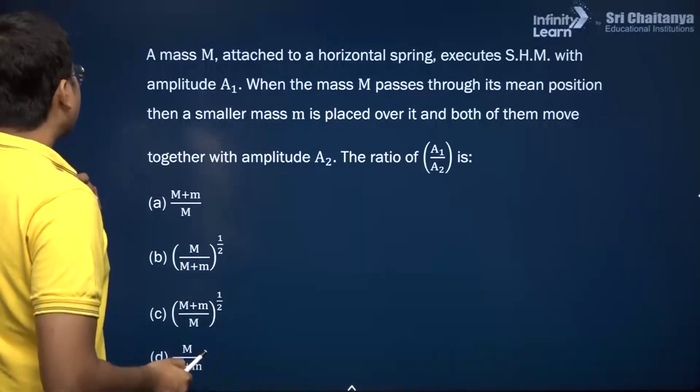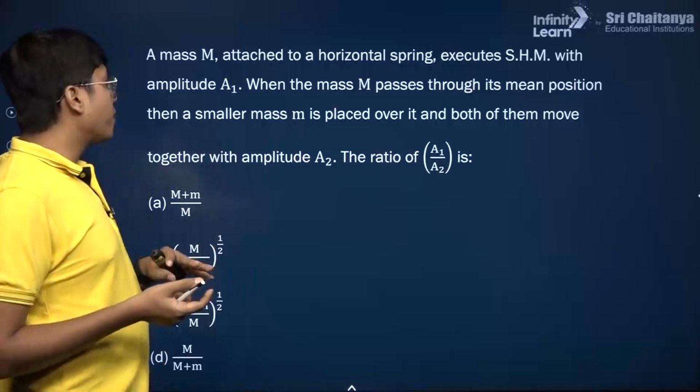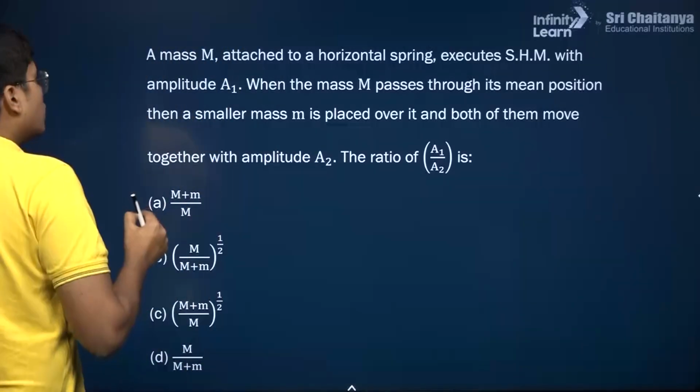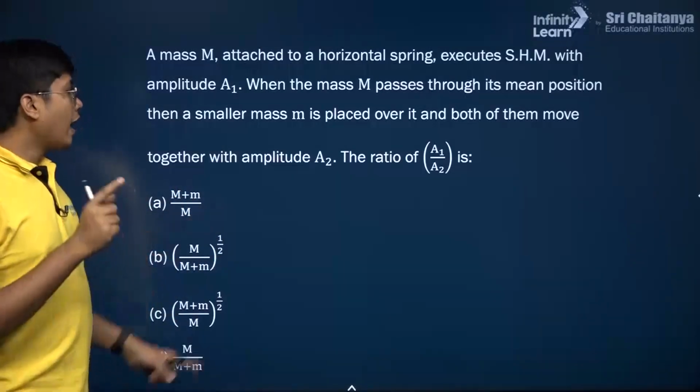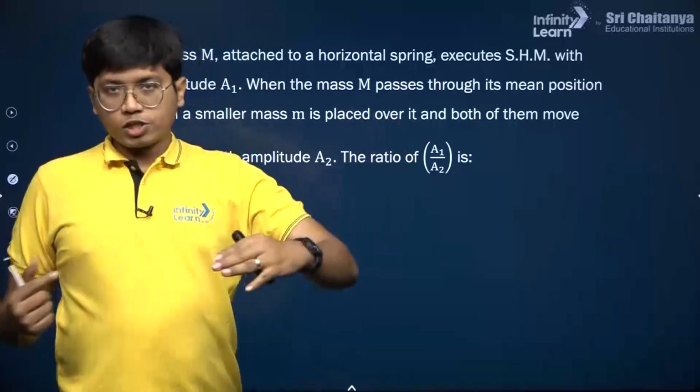Next up, it says a mass m attached to a horizontal spring executes SHM with an amplitude A1. When the mass m passes through its mean position, then a smaller mass small m is placed over it and both of them move together with A2. Now, at the mean position, this is all happening.